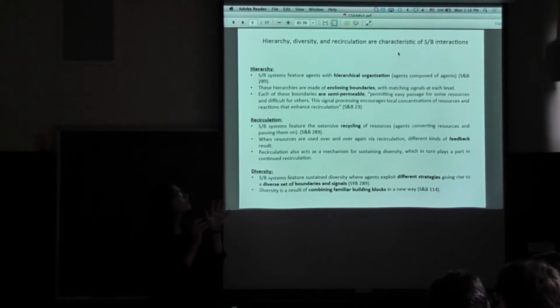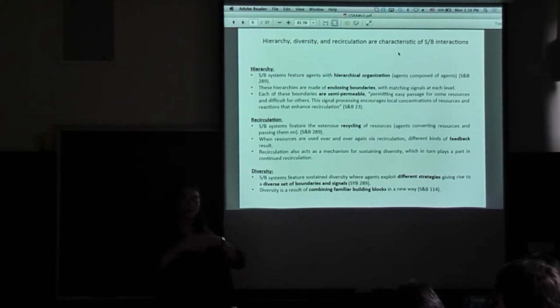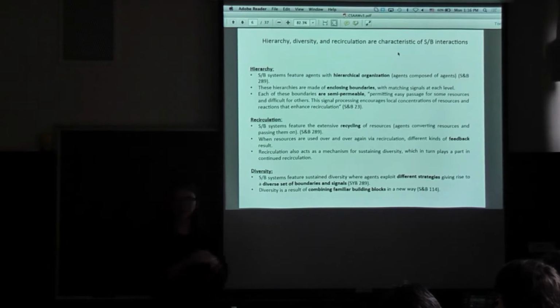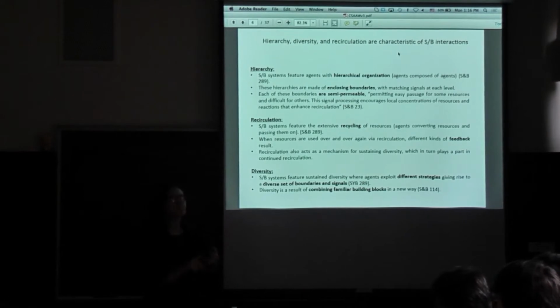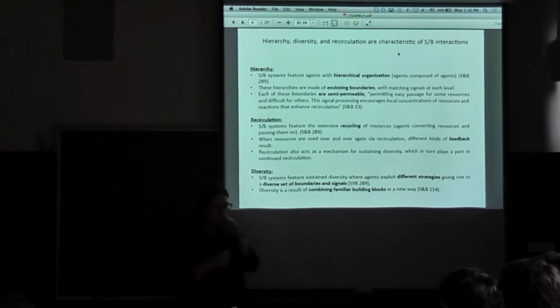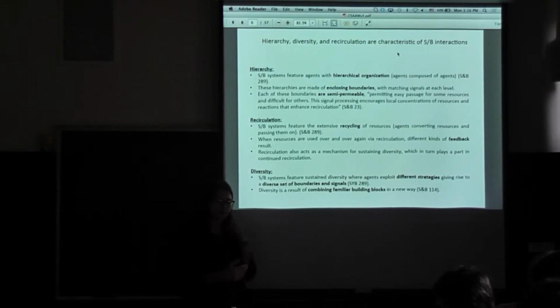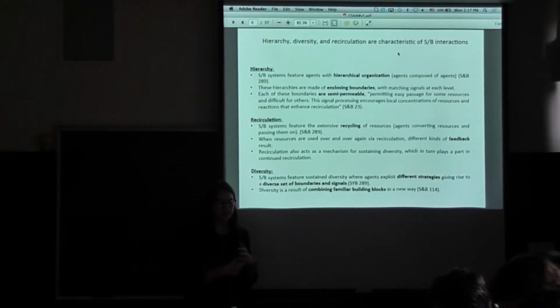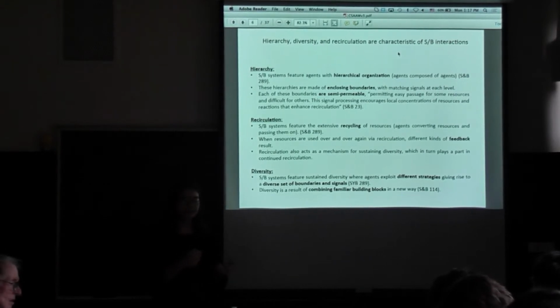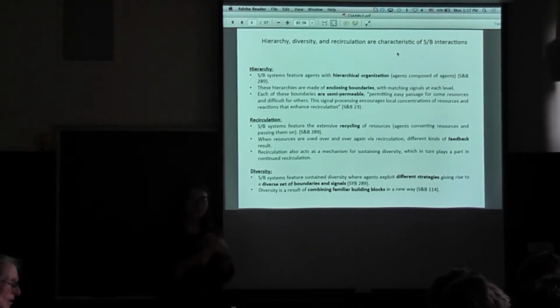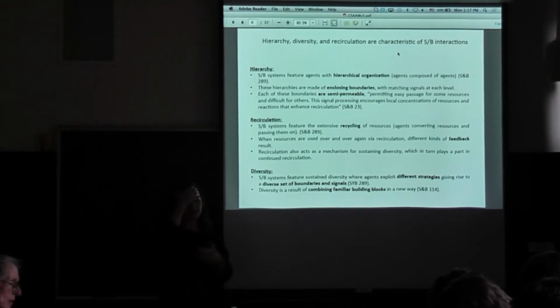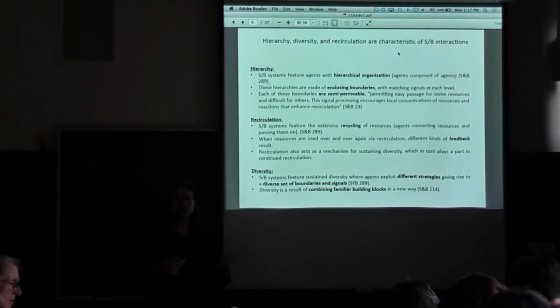So there are a couple of key interaction categories covered in the book. There are three that I'm most interested in, because I think brokers somehow relate to these three topics, which I'm mentioning now: hierarchy, recirculation, and diversity. Hierarchy we discussed very briefly, so I'm not going to go over that again. Recirculation comes about when agents convert resources and then pass them on to be later recycled. Diversity has to do with different agents exploiting different strategies, and that gives way to different signals and boundaries in the system. And diversity is a feature that results from combining building blocks in new ways.